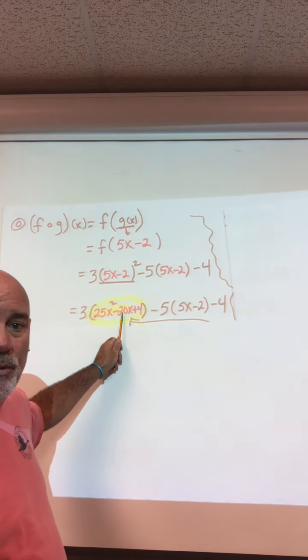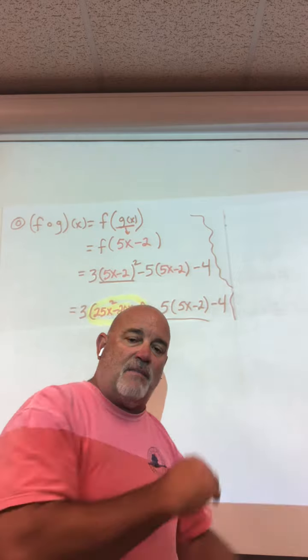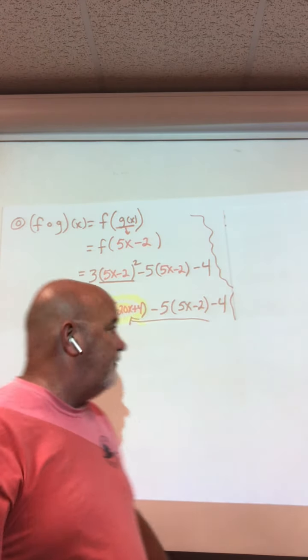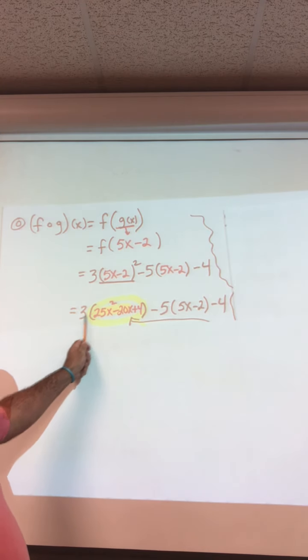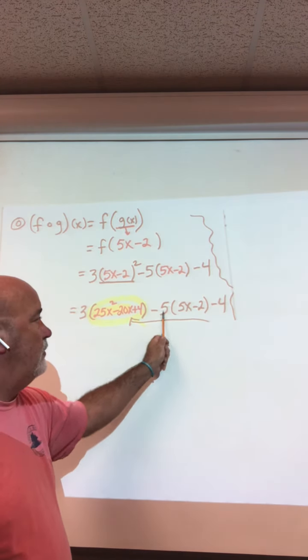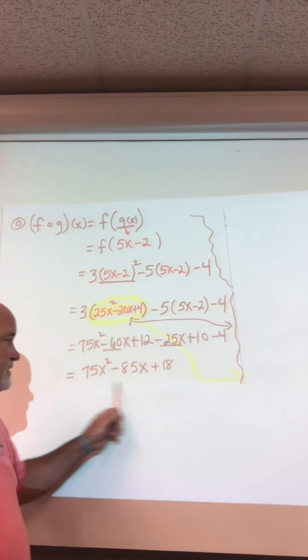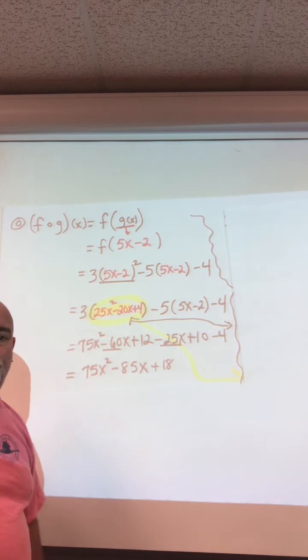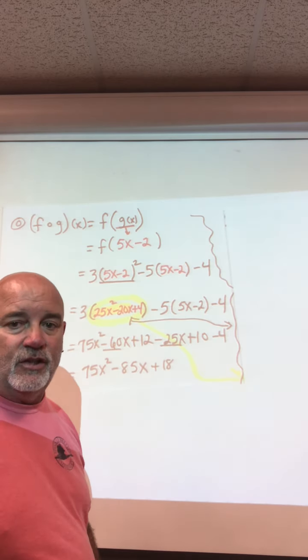Now again, if you don't remember where this comes from, go to the side and write out 5x minus 2, 5x minus 2, and FOIL that. If you FOIL that, this is what you get. Then you distribute, and combine your like terms. And again, we're not doing anything with this, so you don't have to try to factor it or do anything with it.